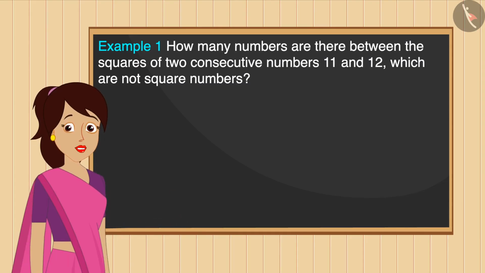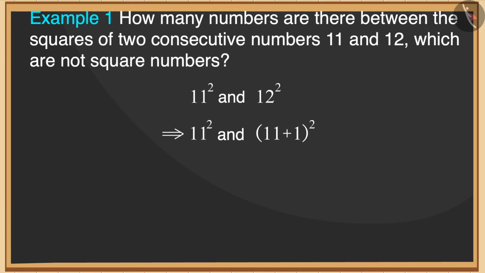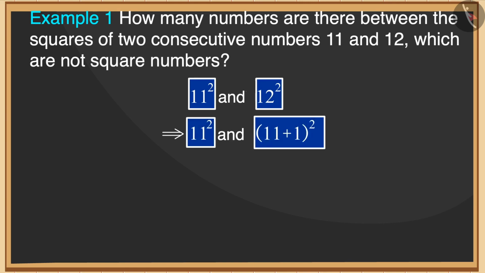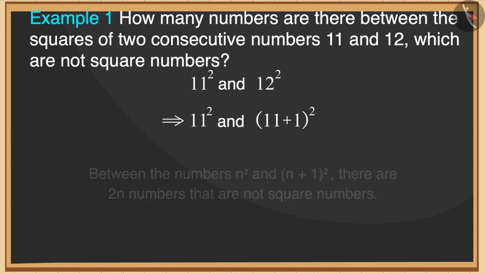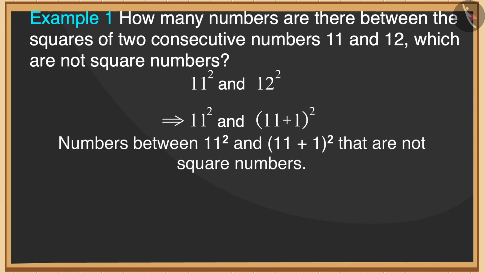If you solve this question in the usual manner, that is, first find the square of the numbers, then count the numbers between them, that will take a long time. Here, we can write the squares of the numbers 11 and 12 in this way. We know that between the squares of numbers n and n plus 1, there are two n numbers that are not square numbers. Thus, there are 22 numbers between the squares of 11 and 12 which are not square numbers.